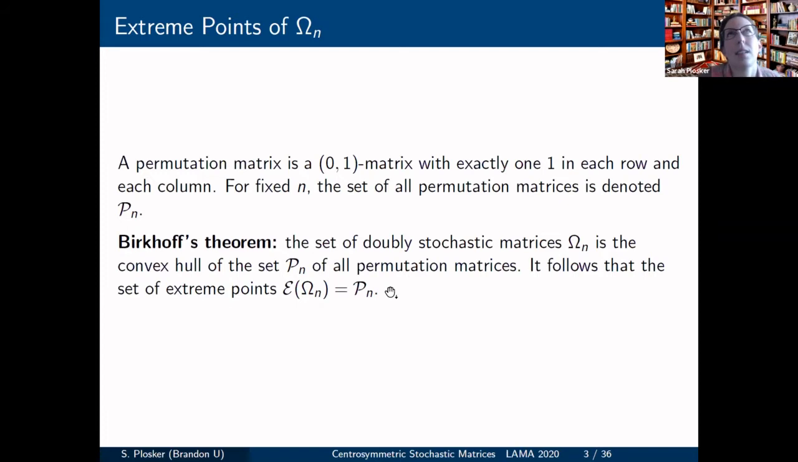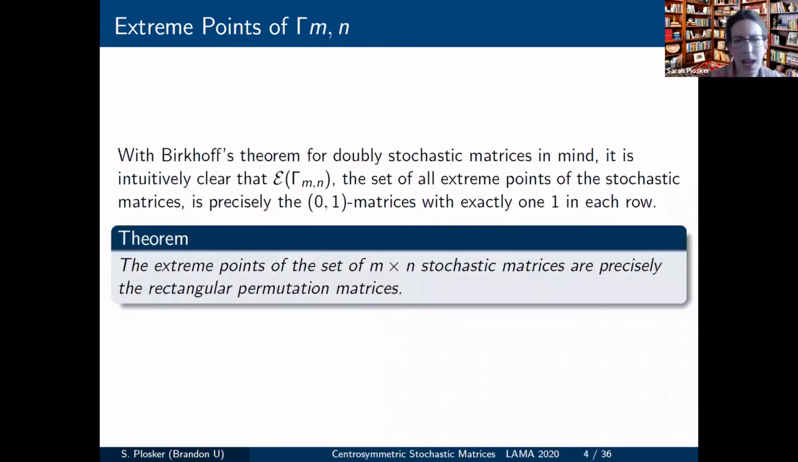So you can ask what the extreme points are for stochastic matrices. And I think it's intuitively clear that the extreme points for stochastic matrices should be what I'll call rectangular permutation matrices. So exactly one 1 in each row, because we're talking about row stochasticity, so we don't really care how many ones are in each column. The extreme points of m by n stochastic matrices are precisely the rectangular permutation matrices.